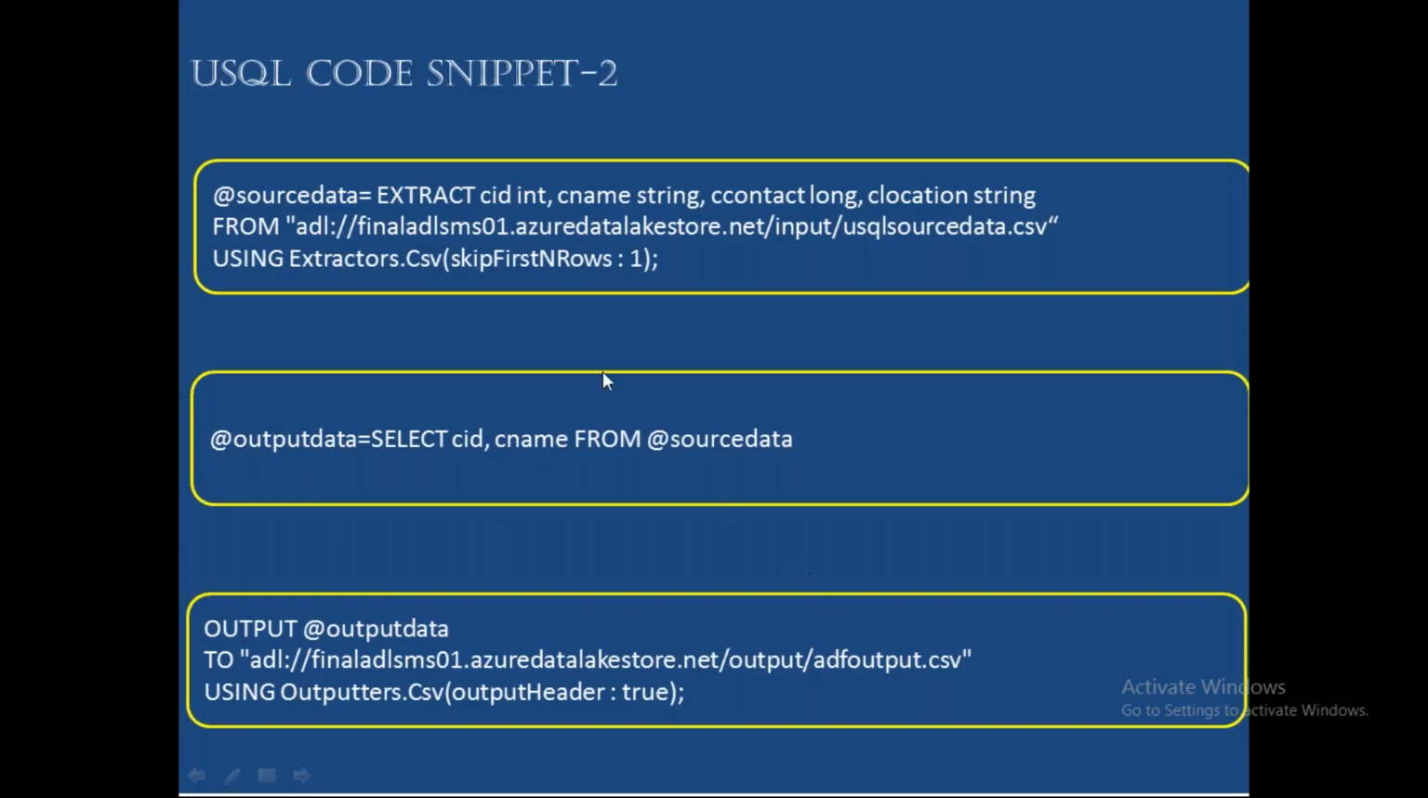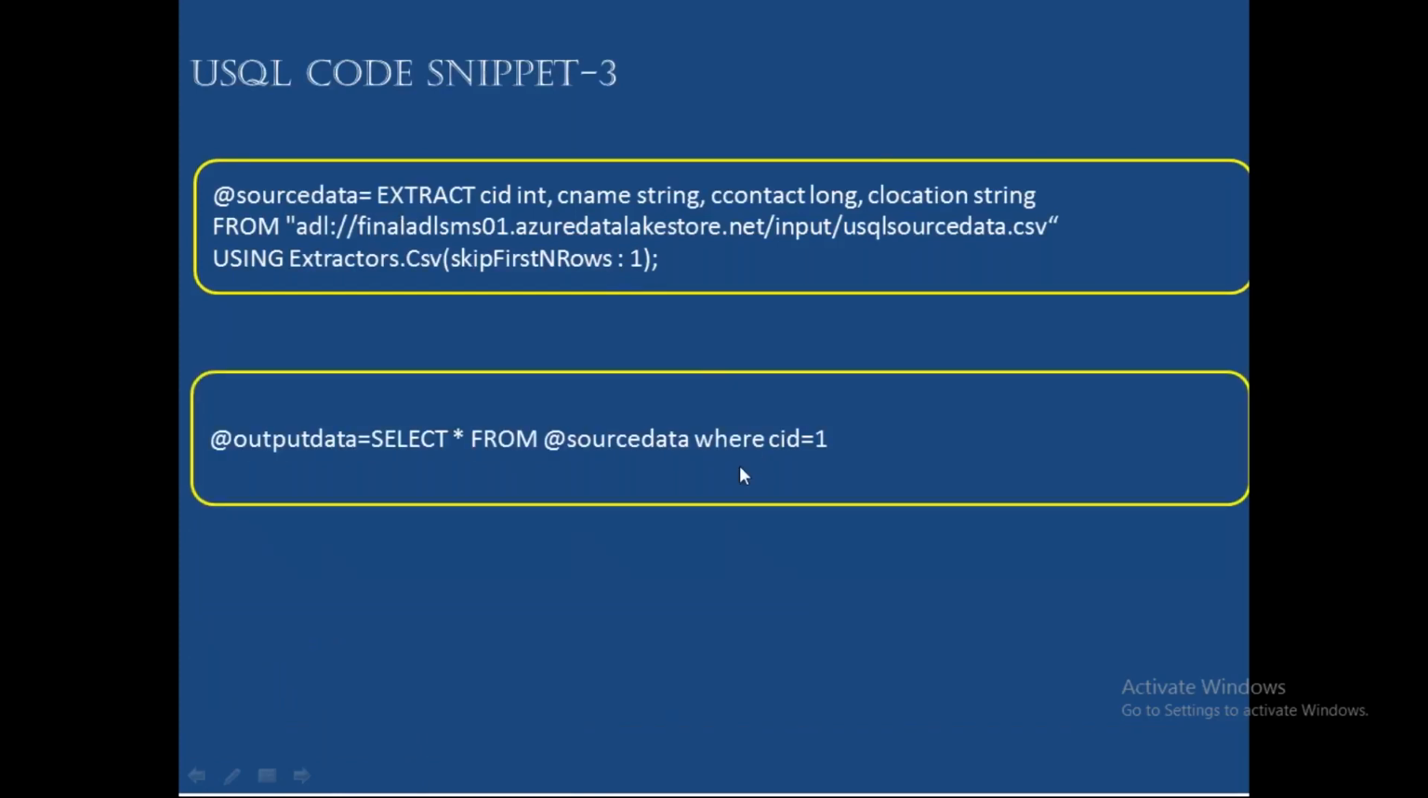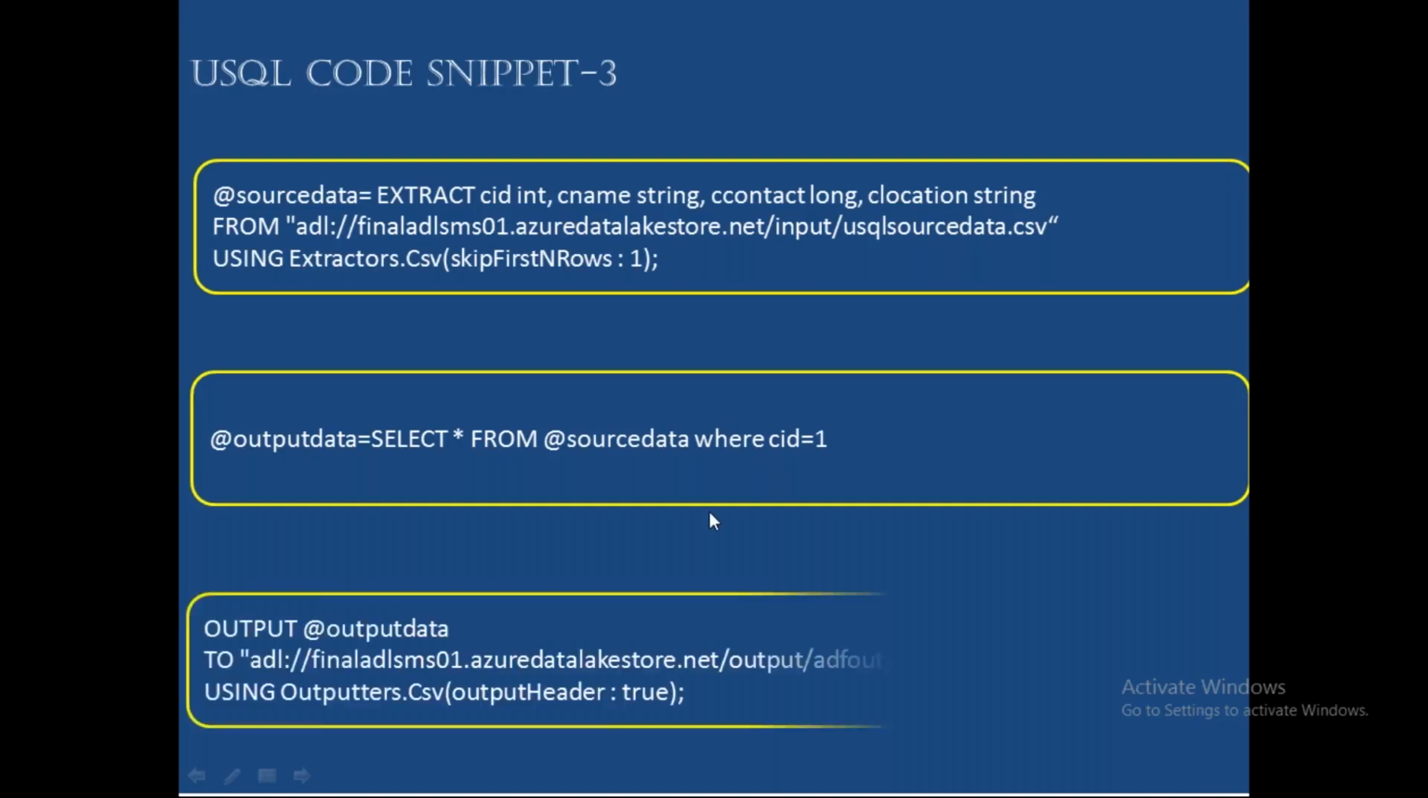This is one of the transformations. Okay, let's talk about the next transformation. You read the data. Now, select star from source data. I'm selecting all the columns, but I'm filtering out where CID equal to 1. And this output data, I'm saying output is this particular variable, and write it to this location using output.csv.